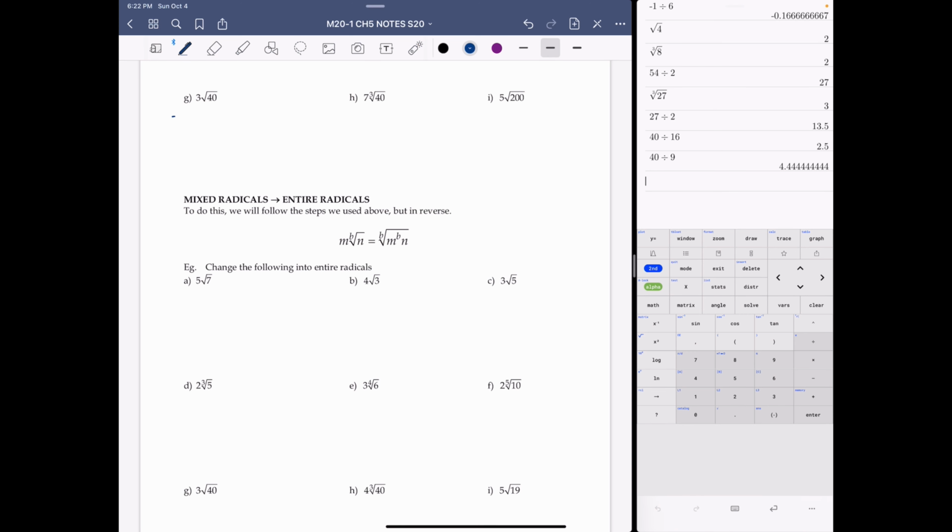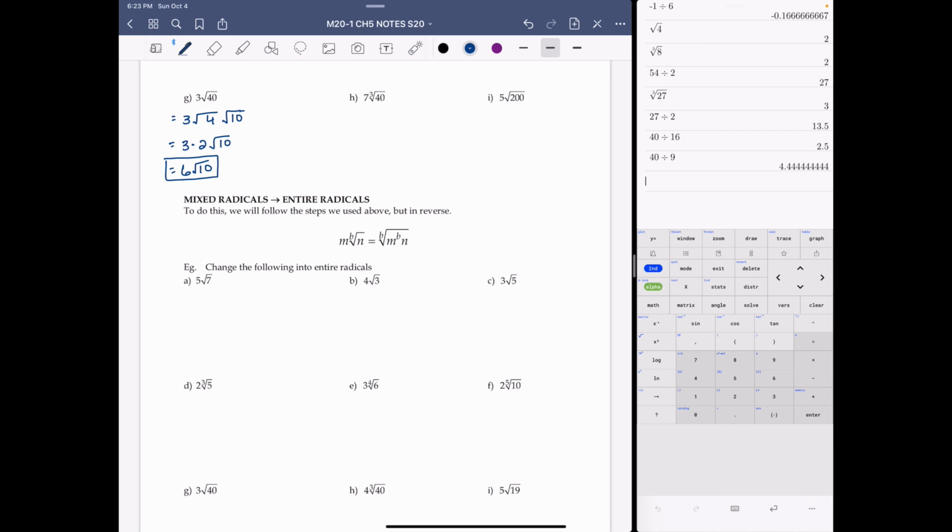So it's going to be 4, which gives us 3 times the square root of 4 times the square root of 10. We can take the square root of 4. We get 3 times 2 times the square root of 10. 3 times 2 is 6. So we have 6 square root 10.